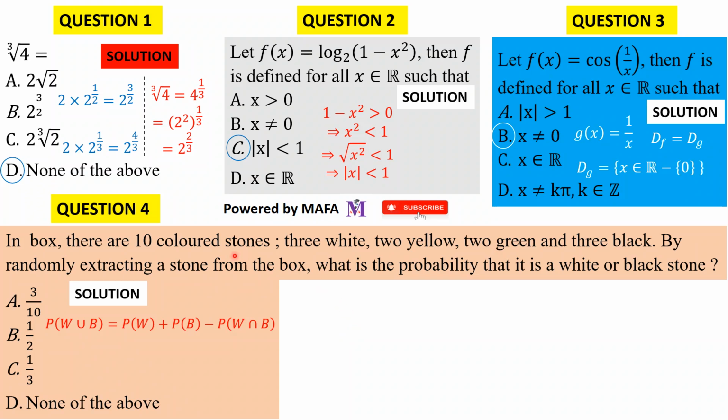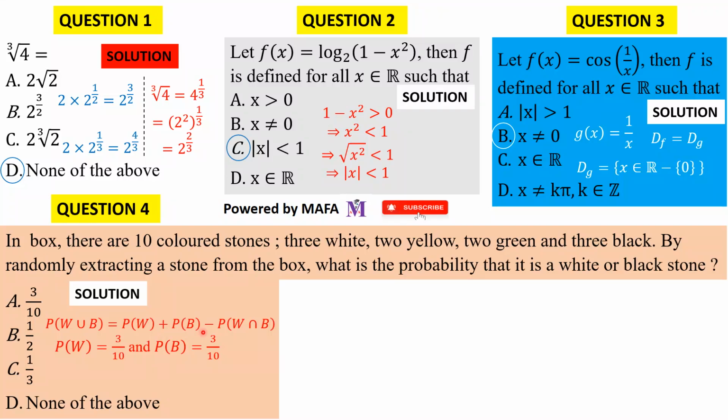Why? Because all the stones have unique colors. As you can see, we have 3 white, 2 yellow, 2 green, and 3 black. There is no stone with 2 different colors. So it is not possible for you to extract a stone from the box having a white color and a black color. So the events are said to be mutually exclusive, and with that said, the probability of white and black is 0.